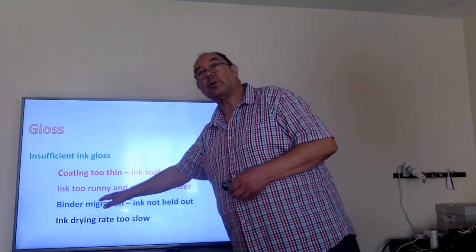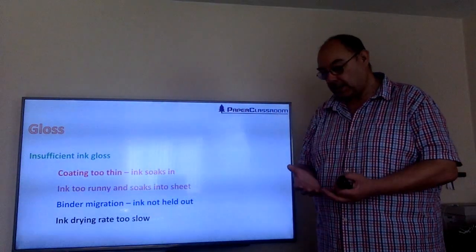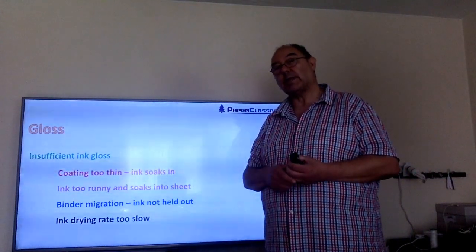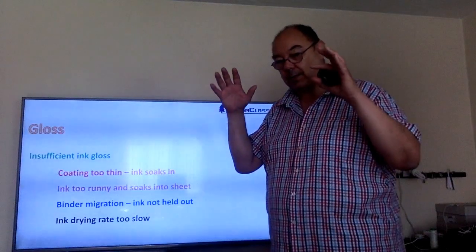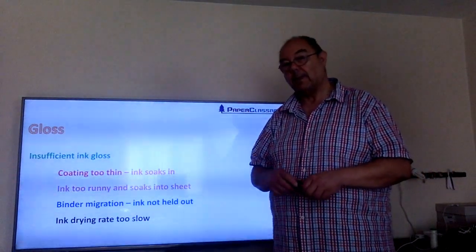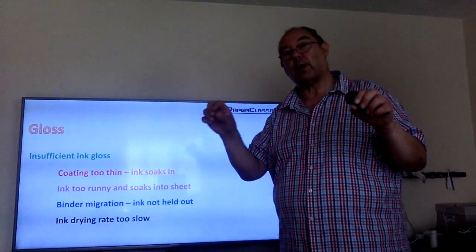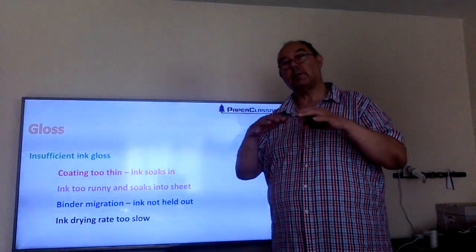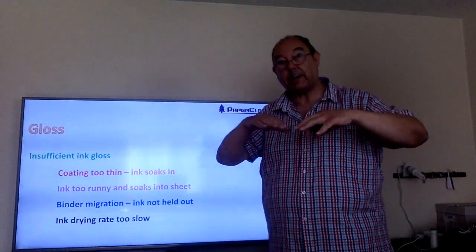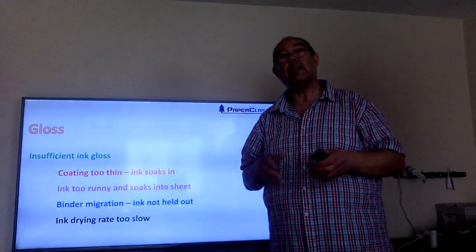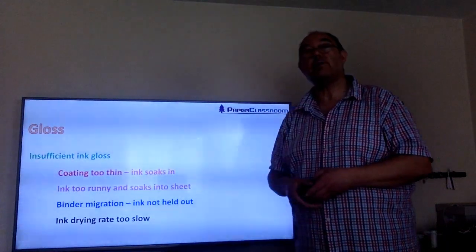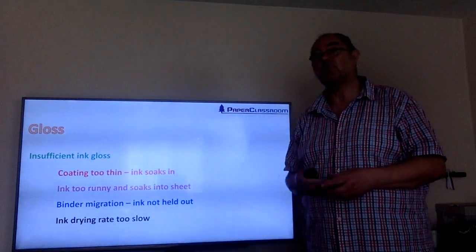It will soak into the surface, so it won't be on the top to give you the gloss. It could be, if you've got a coated sheet of paper, that the base sheet wasn't sized well enough. If the base sheet wasn't sized well enough, then the binder in the coating mix will soak through into the paper. That will leave insufficient binder on the top, so there'll be more pigment to binder ratio than there should be. The ink will come in then and go under the particles of pigment, and therefore again you will lose gloss. Or it could simply be that the ink drying rate was too low, and that will also give you gloss problems.